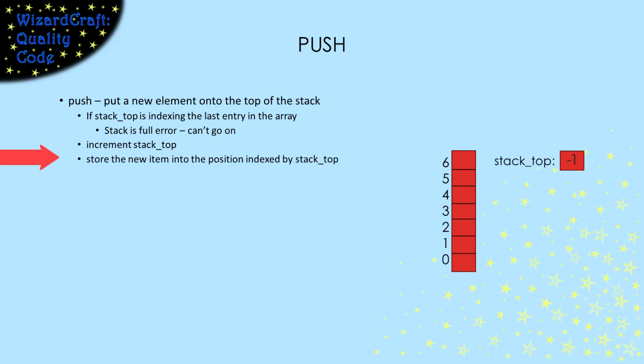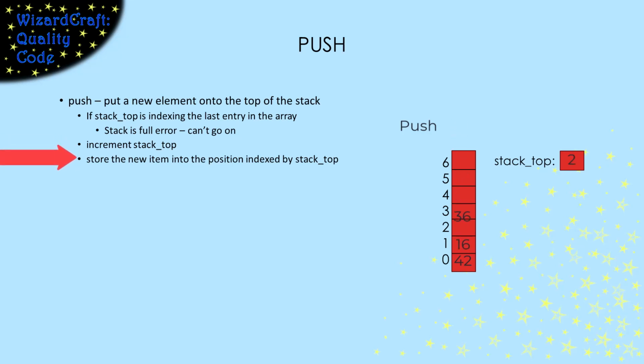So, right now, this stack is empty. Let's push a 42 onto it. We increment stack top, making it a 0, and store a 42 in position 0. Done. Let's do it again. This time, let's push a 16. Again, we increment stack top and put the 16 in position 1.